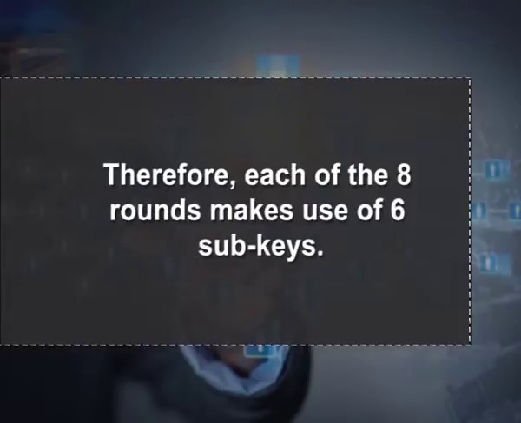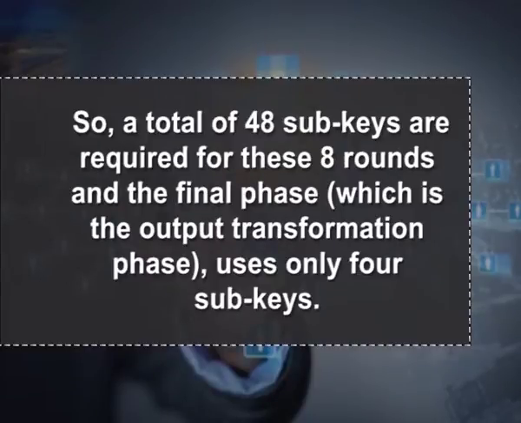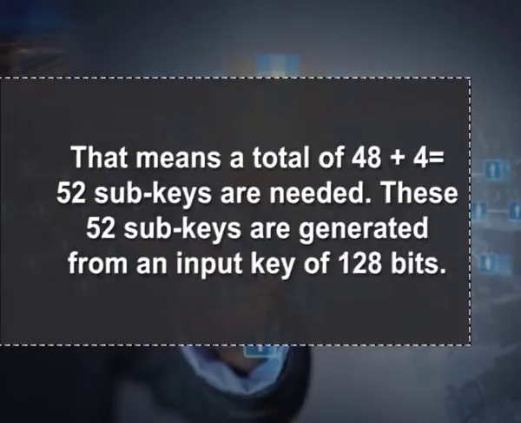Therefore, each of the 8 rounds makes use of 6 subkeys. So, a total of 48 subkeys are required for these 8 rounds, and the final phase, which is the output transformation phase, uses only 4 subkeys. That means a total of 48 plus 4 is equal to 52 subkeys are needed. These 52 subkeys are generated from an input key of 128 bits.